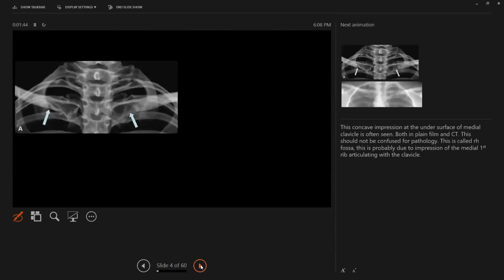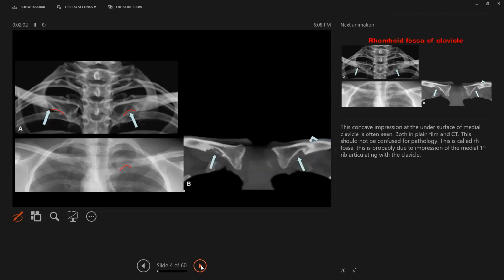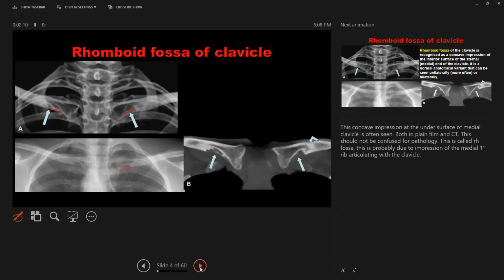The next one: sometimes on the X-ray, we see an indentation underneath the medial end of the clavicle, which is commonly seen. It can sometimes mimic pathology. However, this is usually bilateral. It can have a little bit of a ragged appearance on the CT scan also. This is also not pathology. This is a normal variant.